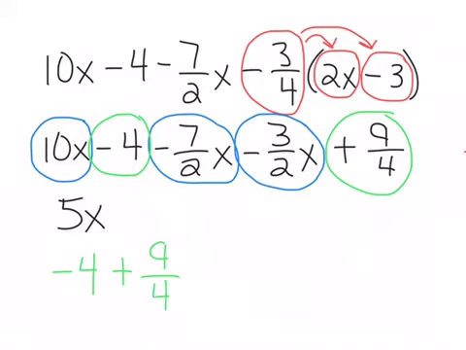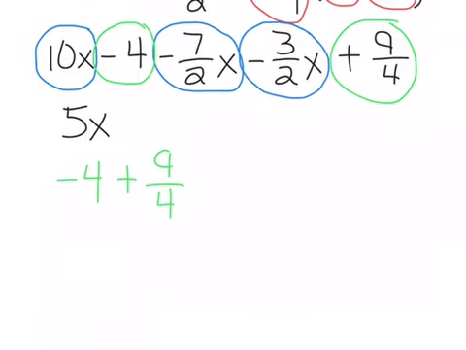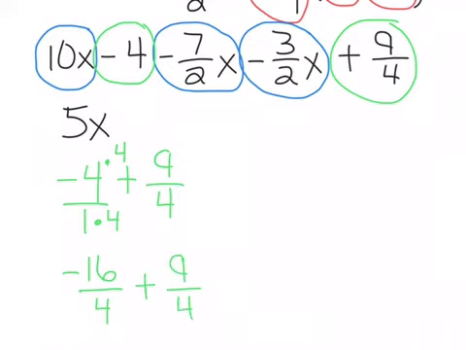So what we need here is a common denominator. So what I'm going to do is put that over 1. Looks like our common denominator will be 4, so I'll multiply the bottom by 4 and the top by 4, which gives us negative 16 over 4 plus 9 over 4. Negative 16 plus 9 gives you negative 7 over 4. So that is the other thing that we are going to add up above.